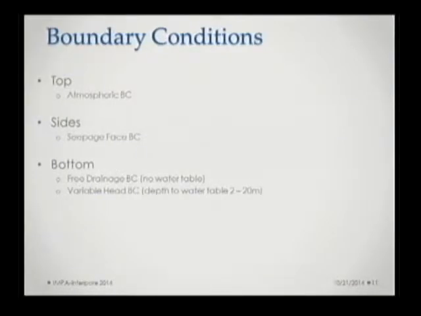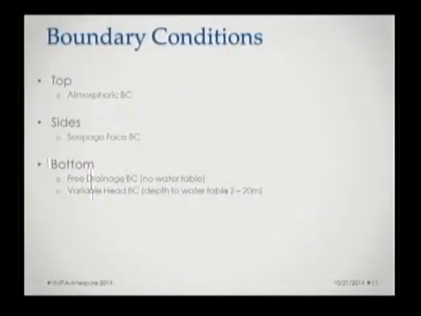The boundary conditions, the top layer had an atmospheric boundary condition which allows for water movement into as well as out of the domain. So you can have both evaporation or transpiration and infiltration. The sides had something called a seepage phase where the water gets out only if that particular node is saturated. If it is not saturated, then the water accumulates there till it reaches saturation. And the bottom was free drainage, or depending on the water table depth, we had a variable head.